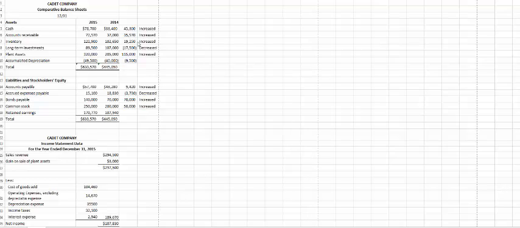If we go on and look at some of our other types of assets, we see here that our long-term investments went down from $107,000 to $89,500, so a decrease of $17,500. We can also see that our plant assets went up from $205,000 to $320,000, an increase of $115,000.